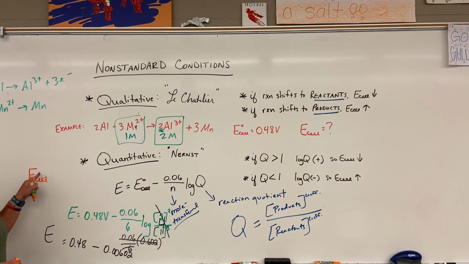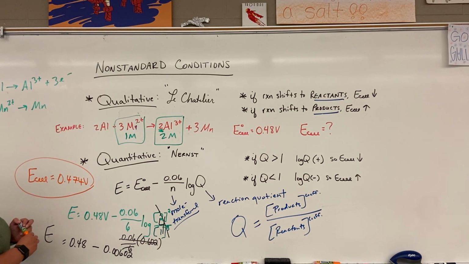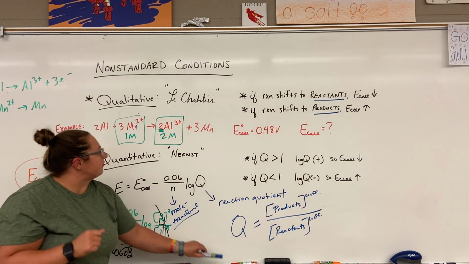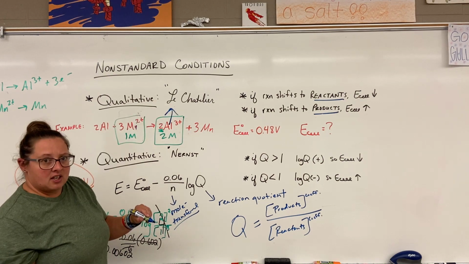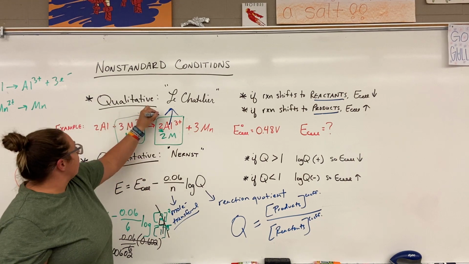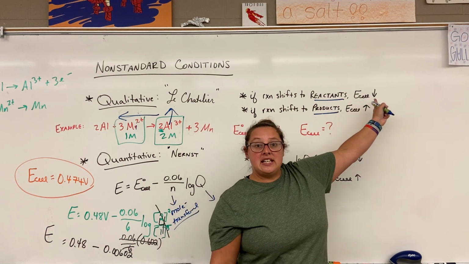Ecell at non-standard conditions, because you don't see that not symbol, is equal to 0.474 volts. So this is my new Ecell at non-standard conditions. Now, let's think back to what we predicted, right? Didn't we predict that this would increase? I increase my stress, and so I shift away. Because I shift away towards my reactants, my Ecell decreases.